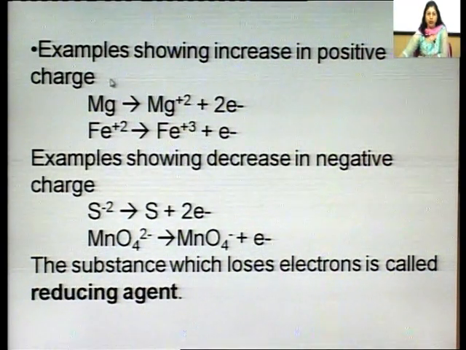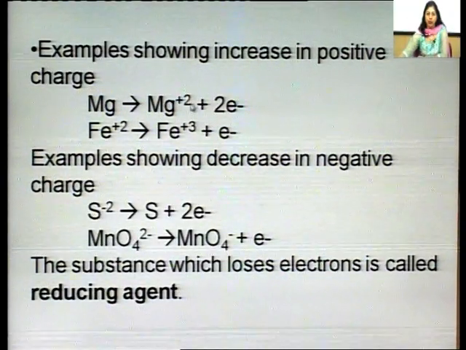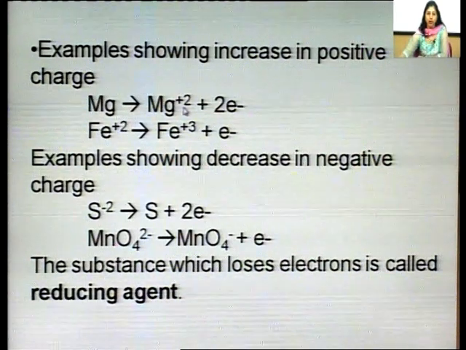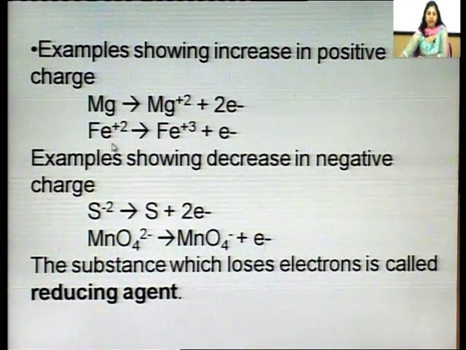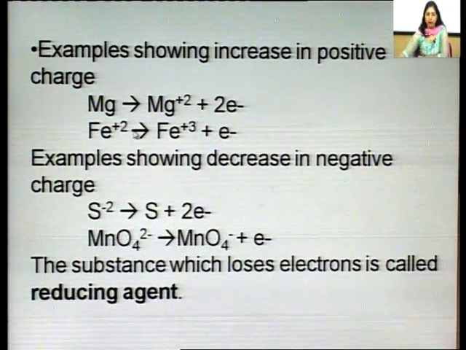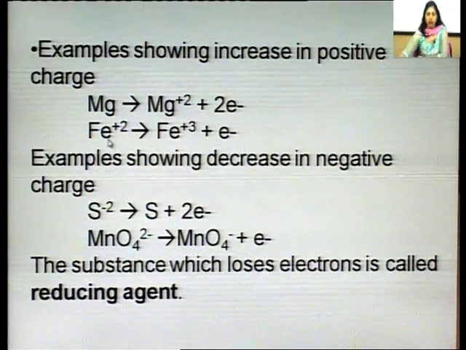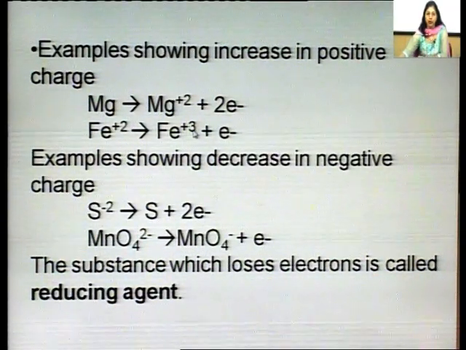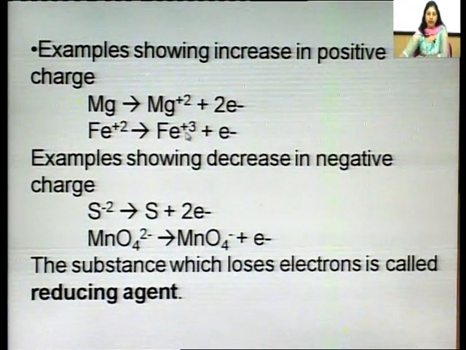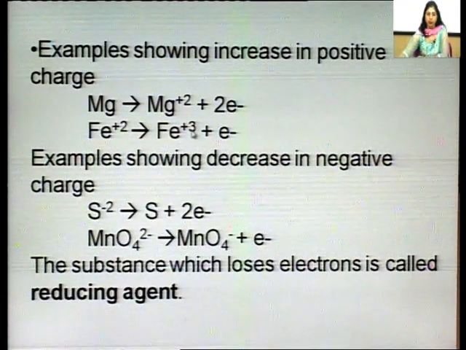First it is having 0 charge and after oxidation it acquires +2 charge, that is, charge is increasing from 0 to +2. Similarly, in the second example, iron 2 positive changes into iron 3 positive, that is, there is a change from +2 to +3, that is, again there is an increase in positive charge from +2 to +3.